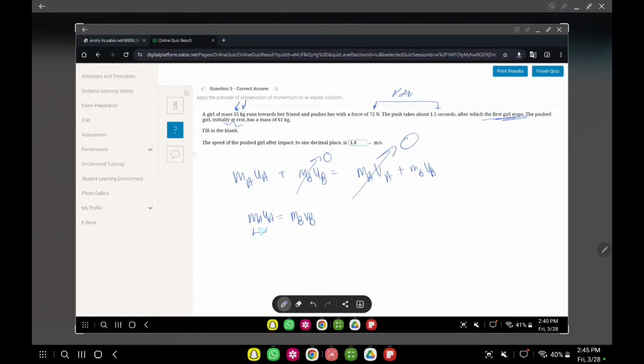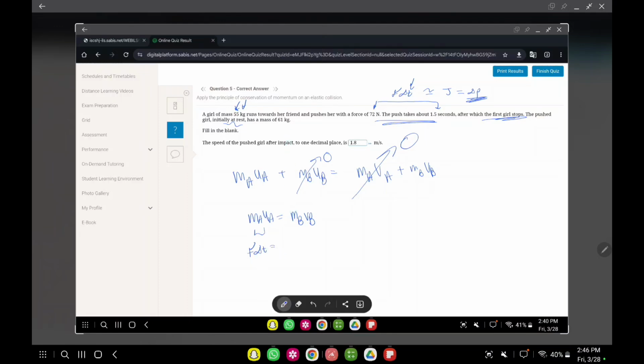So can't we substitute her momentum with the impulse J, which is equal to force times delta t? We can, right? Many times we went over this. When they give you a force and the time, it's J, right? Which is also the momentum. So this MAUA, since we don't have a velocity, but we have the force and the time she applied the force for, you can substitute with F delta t.